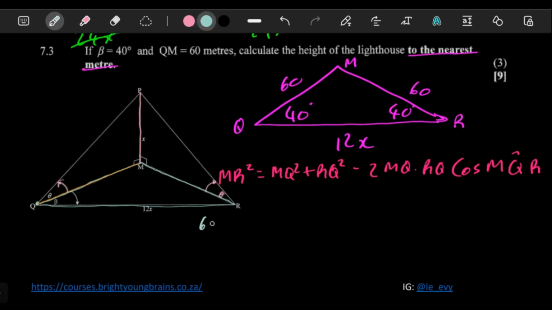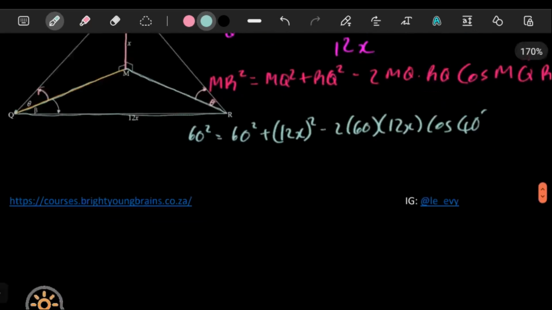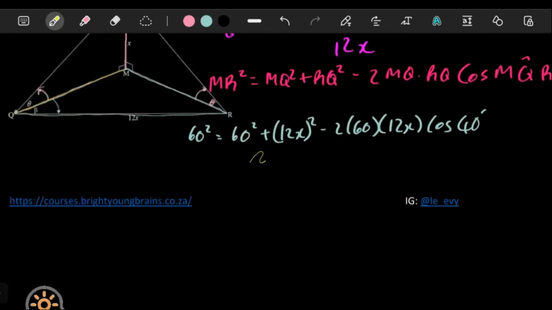So it's like 60 squared. MQ is like another 60. RQ is like 12x squared. And then MQ is like a 60. RQ is like a 12x. And then the angle you're dealing with is this one, right? It's just a 40. Yeah, so at this point in time, just keep calm. You're technically home free.